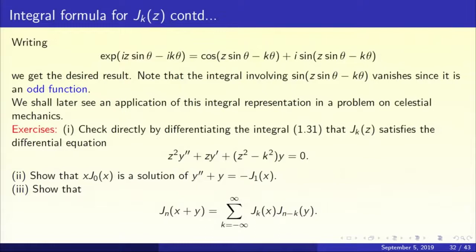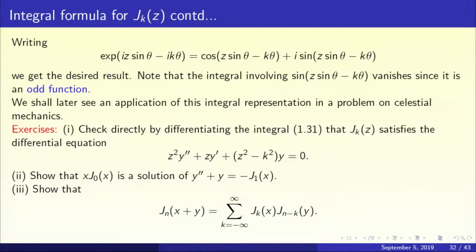Here are some exercises. The first exercise has already been indicated earlier. It has just been repeated here. Show that Jk(z) satisfies the differential equation z squared y double prime plus z y prime plus (z squared minus k squared) y equal to 0. The second exercise is to show that x J0(x) is a solution of y double prime plus y equal to minus J1(x).